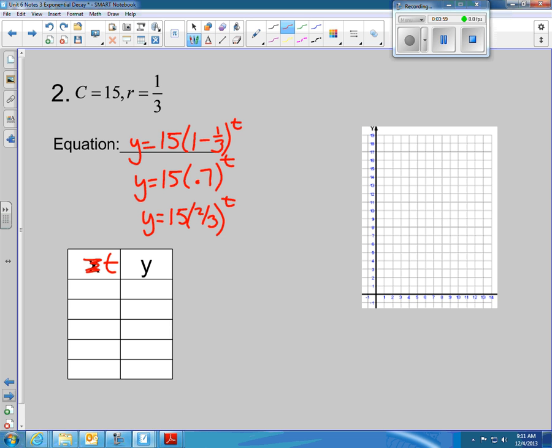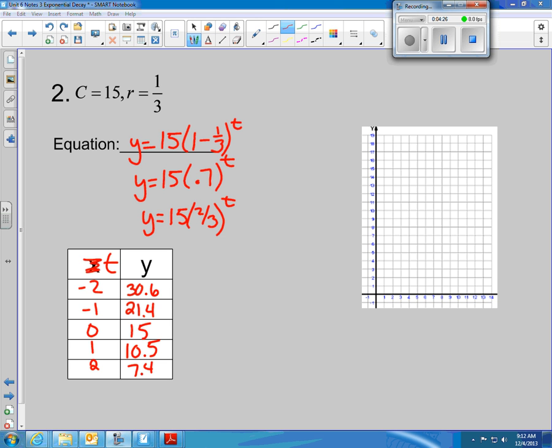I want you to take the time to fill in this chart. Use the same values for t that we have been using this entire chapter. All right, check your values. We're going to talk about it in class, like we did previously, about using 0.7 versus using 2/3.